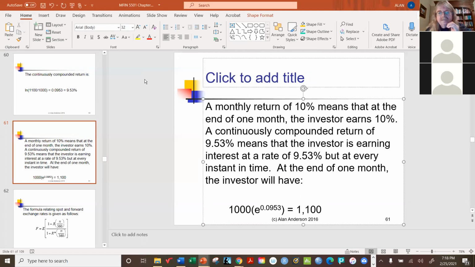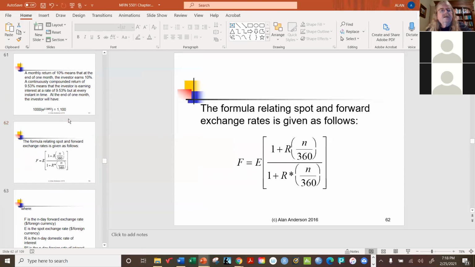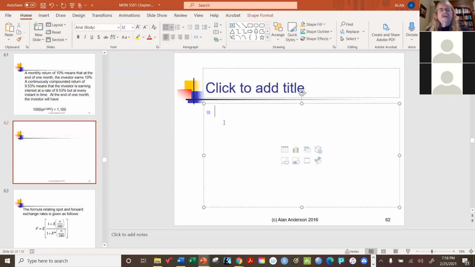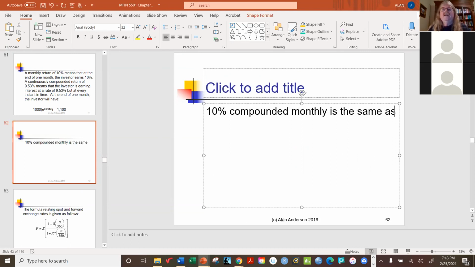Okay, so the difference between the two cases is that with the 10%, it all gets paid at the end of the month. Here, you're getting a proportional amount of this 9.53% every instant in time throughout the entire month, and you end up with the same result. So that means that 10% compounded monthly is the same as 9.53% compounded continuously.